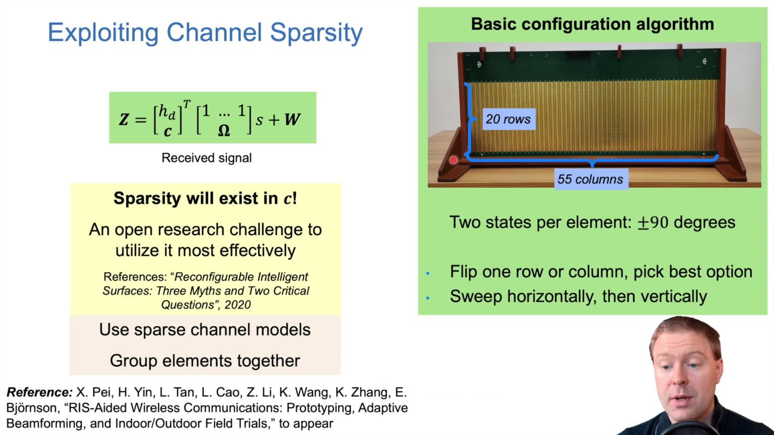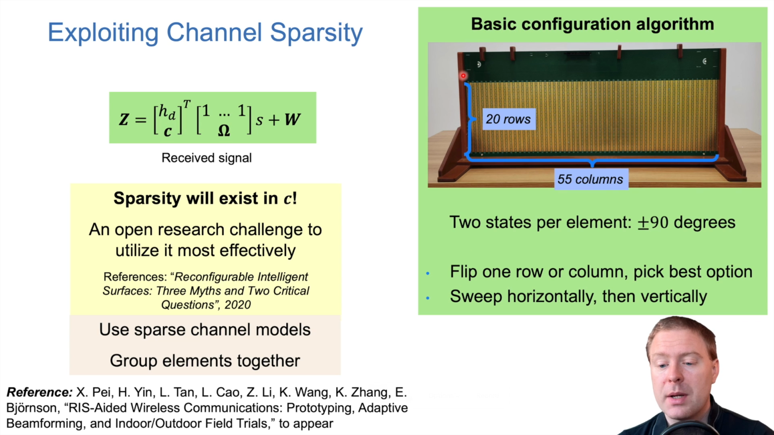We had 20 rows and 55 columns, and each element could only have 2 states, plus or minus 90 degrees as phase shifts. How did we figure out how to phase shift? Well, we were considering a setup where we were having a dominant line of sight path. So we knew that an array response vector will take a signal coming in from one direction and shift it in one particular direction.